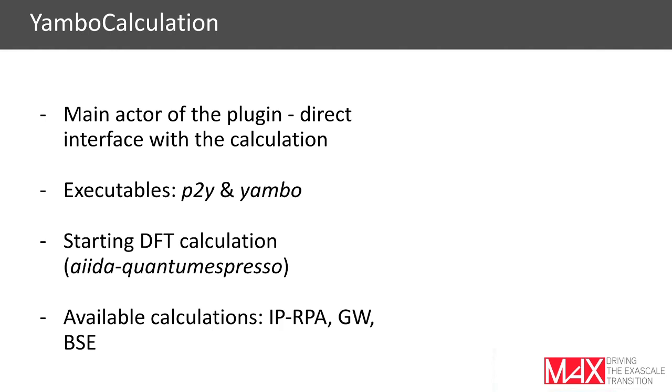Now let's have a look at the plugin and how it works. The main actor of the plugin is the YamboCalculation, which is an AiiDA calc job that directly interfaces with the calculation. It uses the P2Y and Yambo executables and requires as a parent calculation a Quantum ESPRESSO one that had to be done using the relative AiiDA Quantum ESPRESSO plugin.